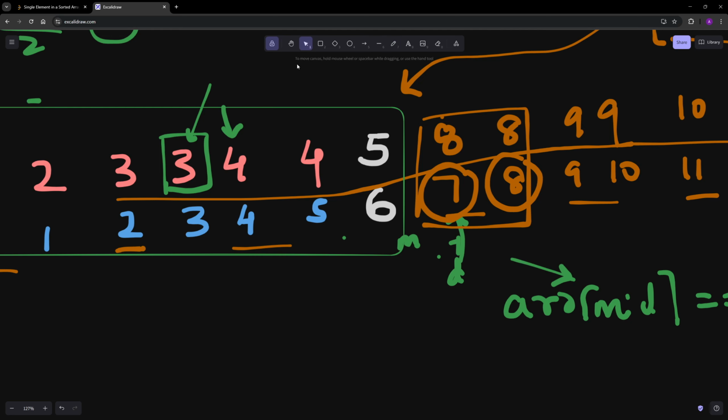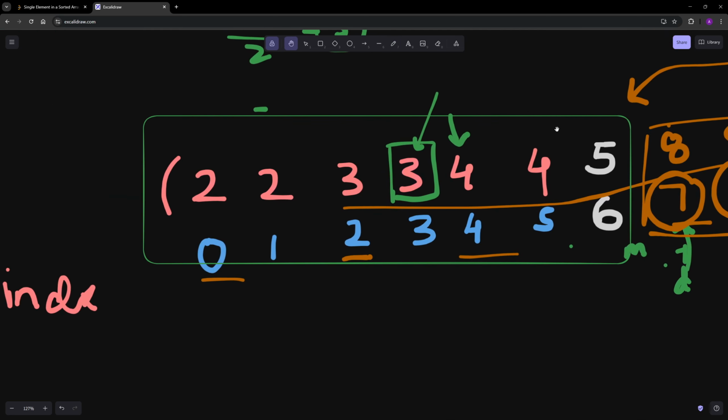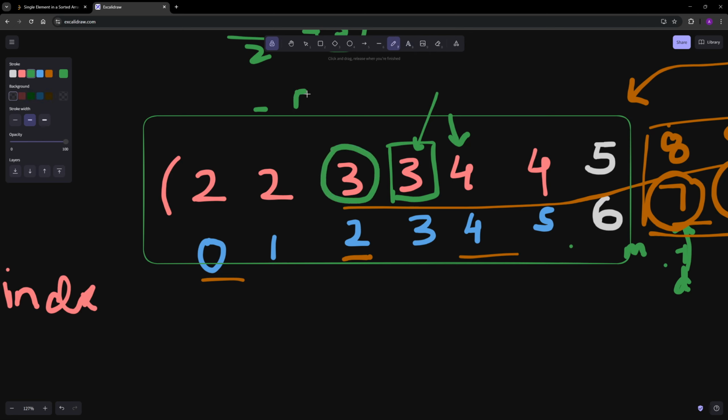Now think about it. Think for yourself. We already know the answer is towards the right hand side, but how do we actually converge towards the right hand side? So we know that if mid is an odd-based index, now I will compare it with the previous one. If array of mid is equal to array of mid minus 1, that means my search space is on the right hand side.